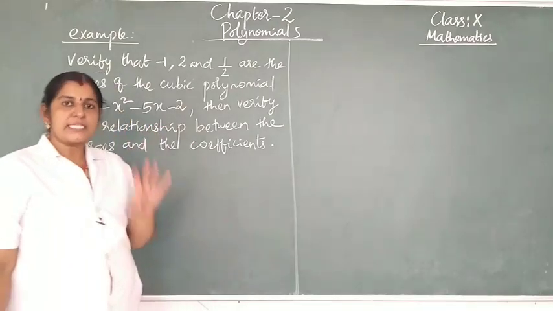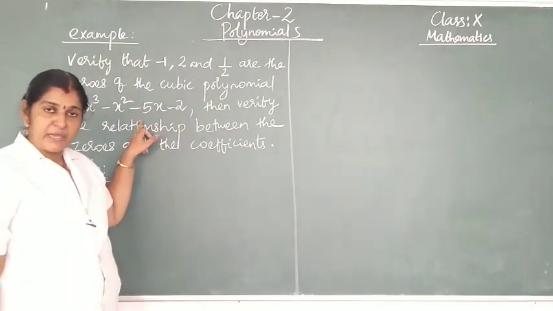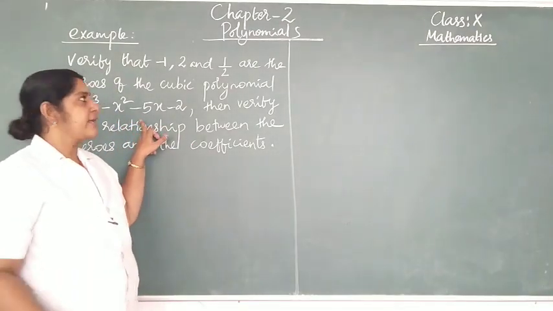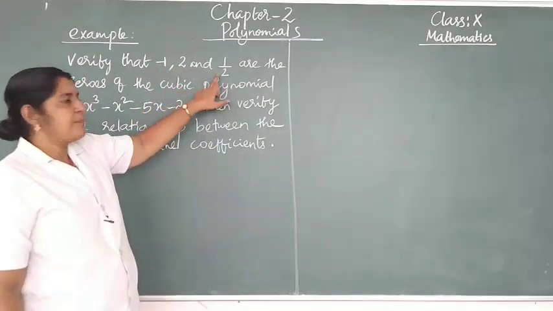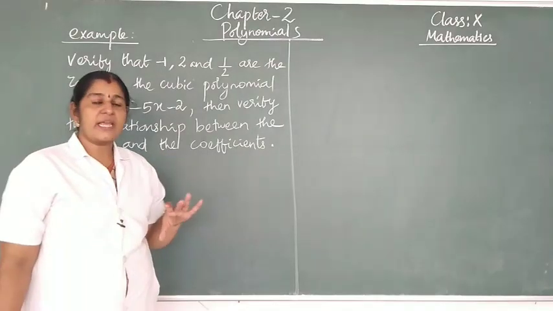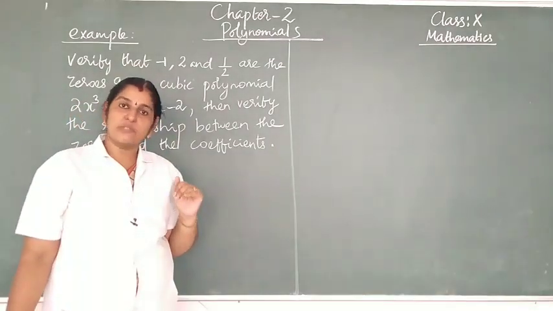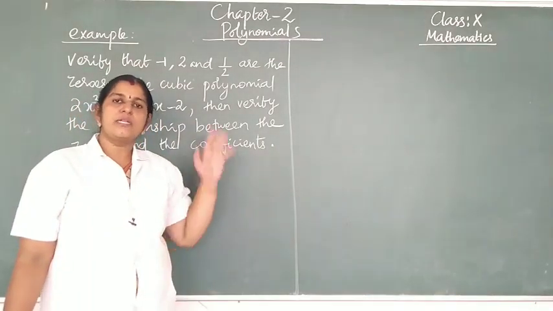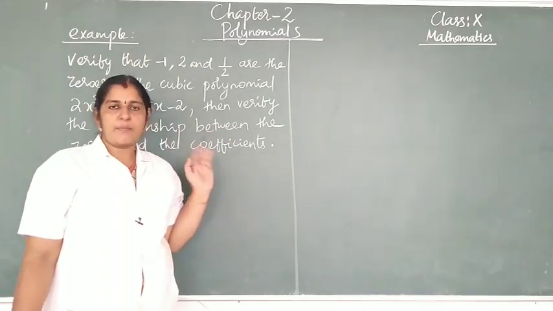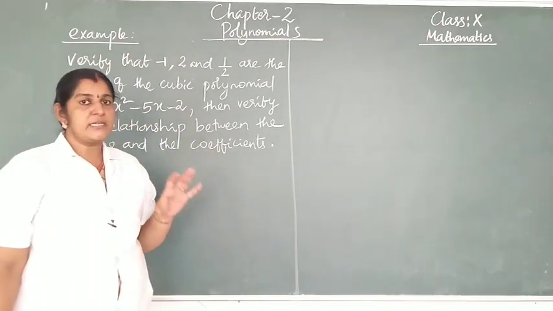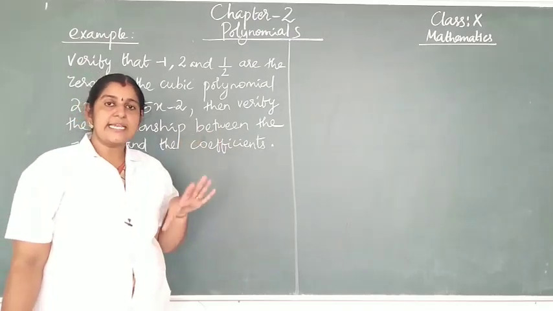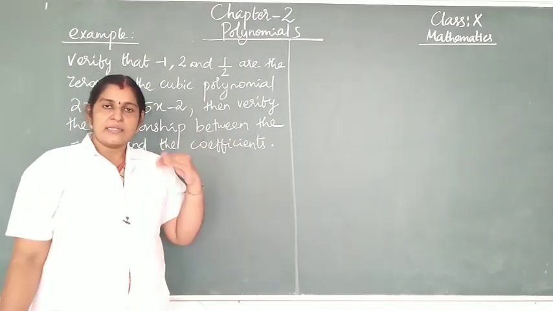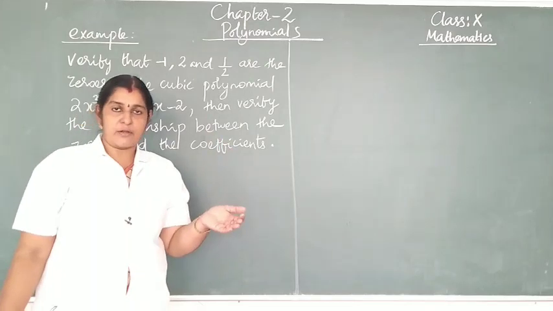That means assume the given polynomial as p of x and you want to find out p of minus 1, p of 2 and p of 1 by 2, and if you are getting all these values equal to 0, then no doubt they are the zeros of the cubic polynomial. Okay. So first we have to verify whether the three numbers are zeros or not. Then we need to go to the second part of the question.